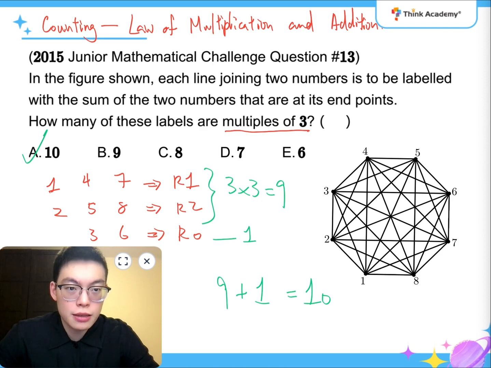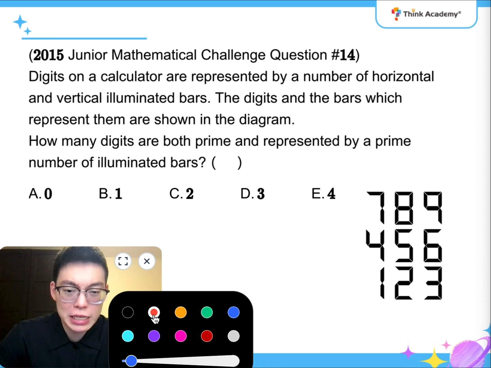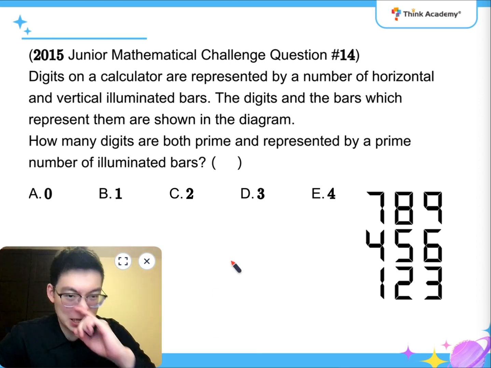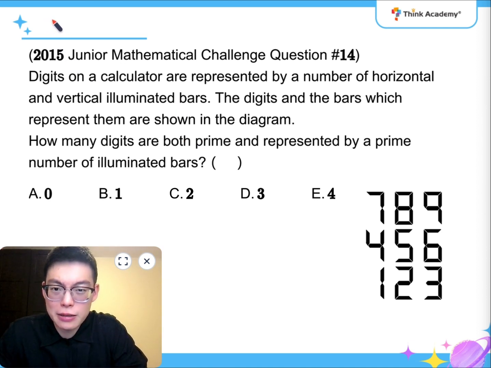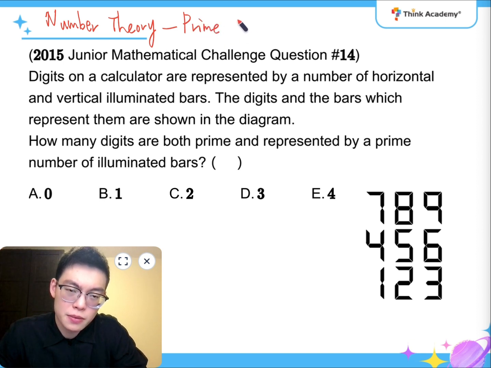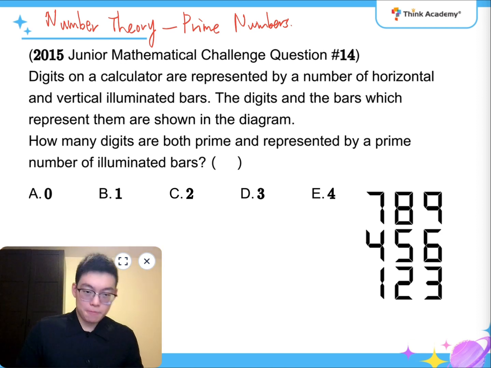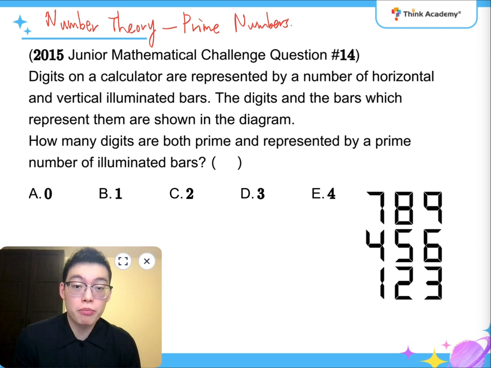All right. And then the next one is question 14. So I would say that this is pretty easy. This one is pretty easy as long as you can understand what the question means. All right. So this is, again, I would say a number theory question on prime numbers. So it is asking you how many digits are both prime and represented by a prime number of illuminated bars.